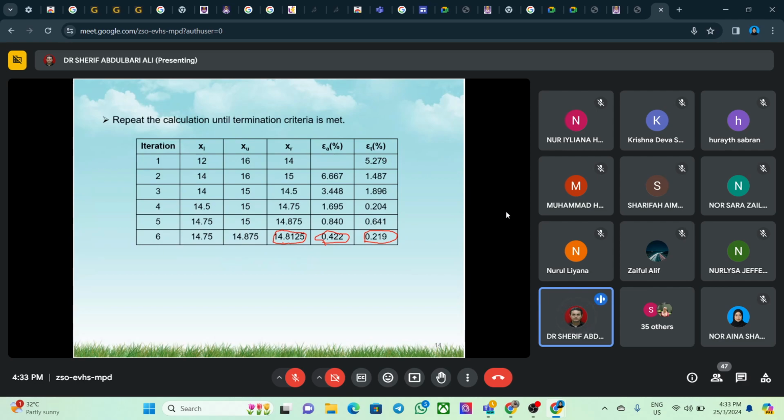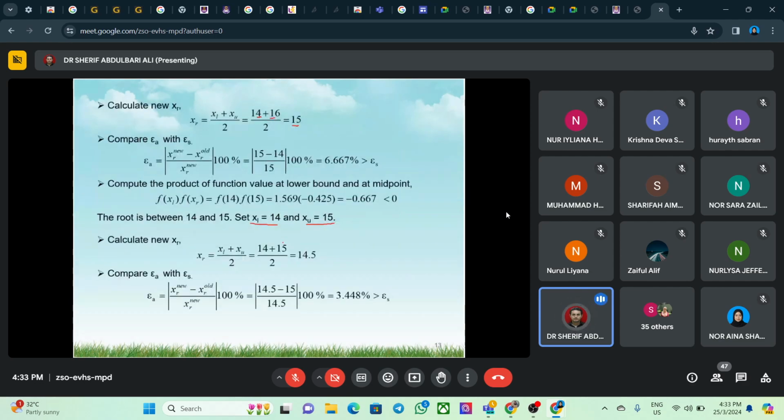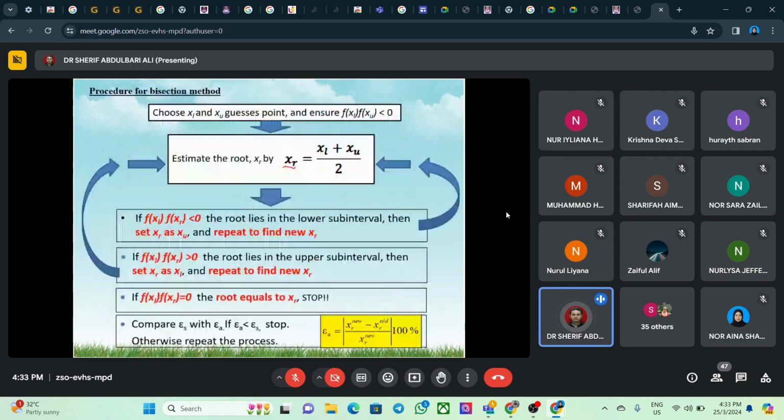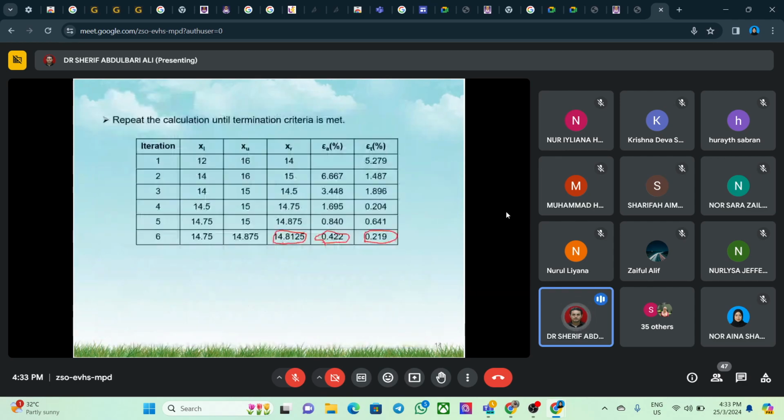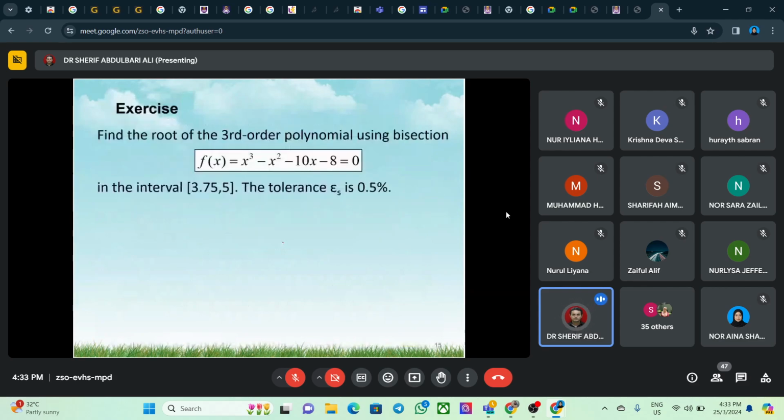Okay, so this is how to solve the bisection methods. I solved the example with you. If you have any questions, please ask. If not, I want you to do the exercise by yourself here, and I will give you about 10 minutes to solve this exercise, then compare your answer with me.